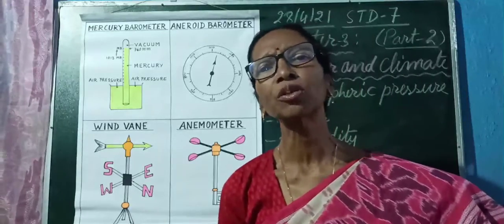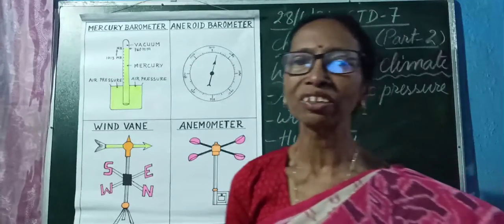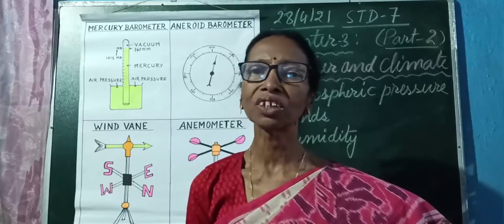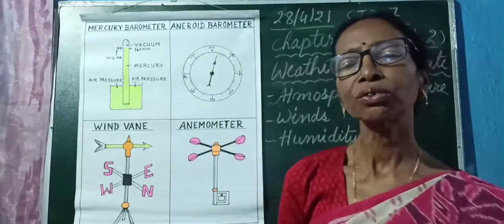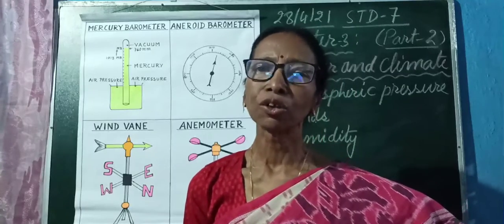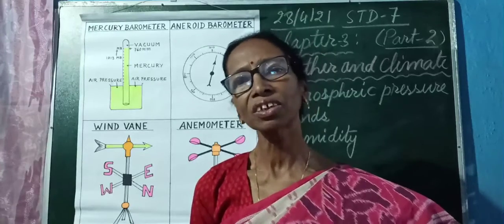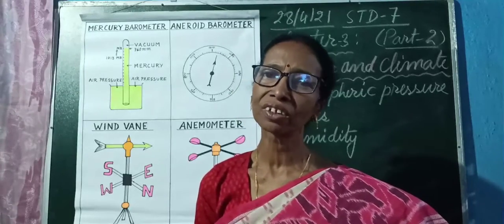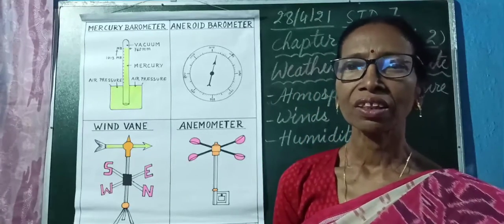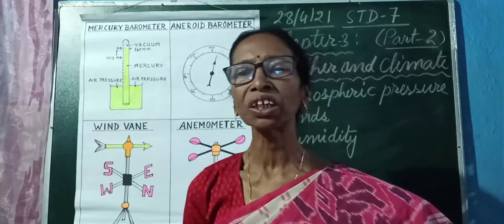What do you mean by atmospheric pressure? You know, air has weight that exerts pressure on the surface of the earth, known as atmospheric pressure. So you can define it that a column of air exerts its pressure on the earth's surface due to its weight, known as atmospheric pressure. Atmospheric pressure varies from place to place and time to time.